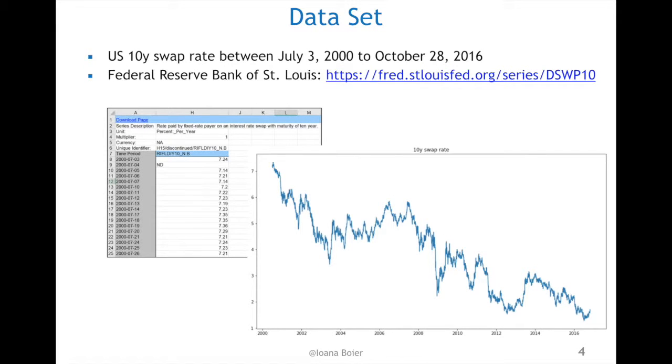The data set used in this illustration was downloaded from the Federal Reserve Bank of St. Louis and pertains to the U.S. 10-year swap rate time series between July 2000 and October 2016. The rate is available as a daily observation for each business day in this time interval. There are roughly 4,000 observations in total.